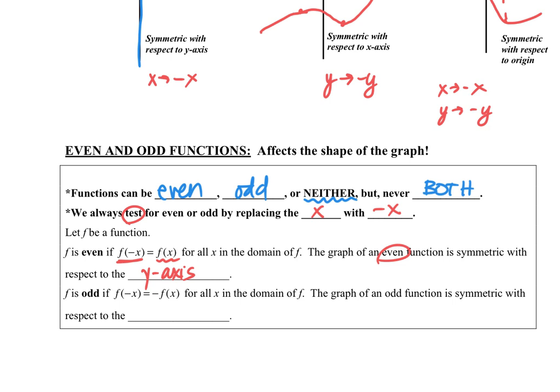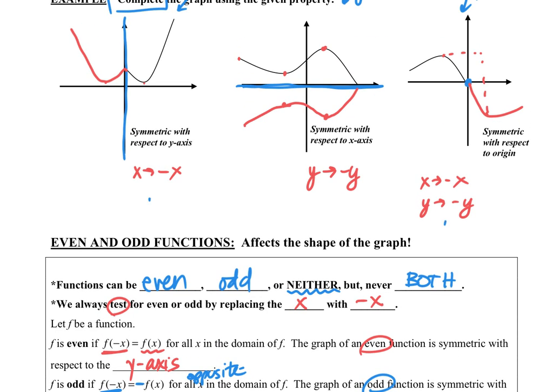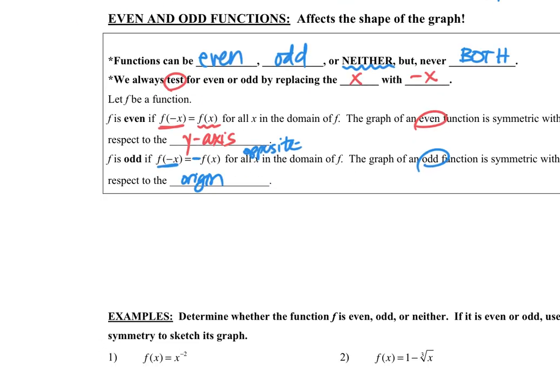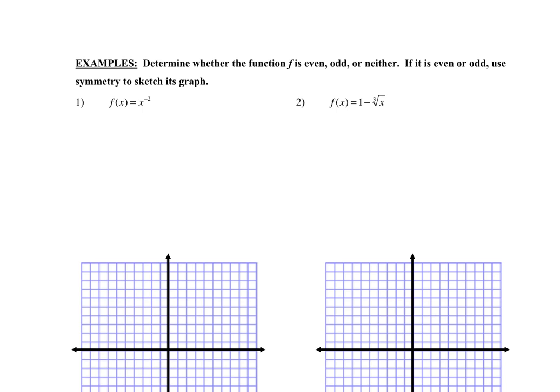If, when I replace x with negative x, I get the opposite, that means the function is odd, and it would be symmetric with respect to the origin. So this is a different test. It's a different way to show either one of these quicker, okay? So, last part here. It says, determine whether the function is even, odd, or neither. If it's even or odd, use symmetry to sketch its graph.